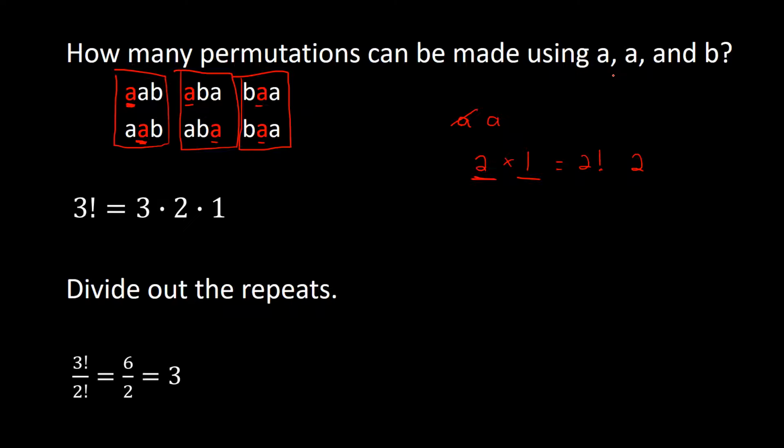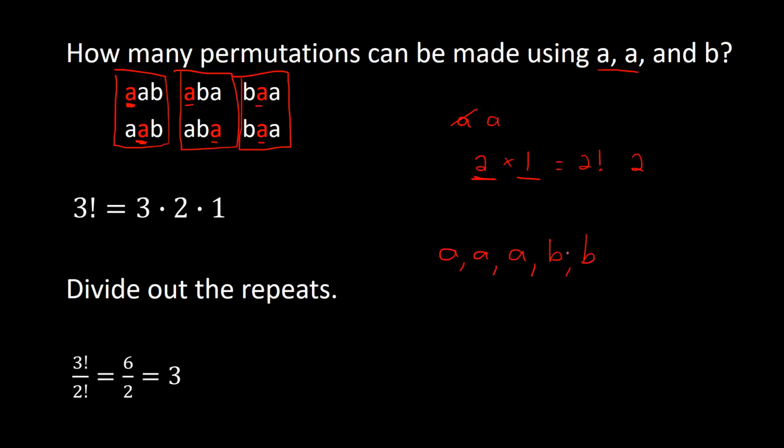So the concept is this. For every letter we have repeated, we need to divide by that number factorial. So here we have 2 letters repeated, so we divide by 2 factorial. If we had 3 A's being repeated, I divide by 3 factorial. And if I had, for example, A, and then B and B, and the question is how many ways can I arrange this? Well, same concept.